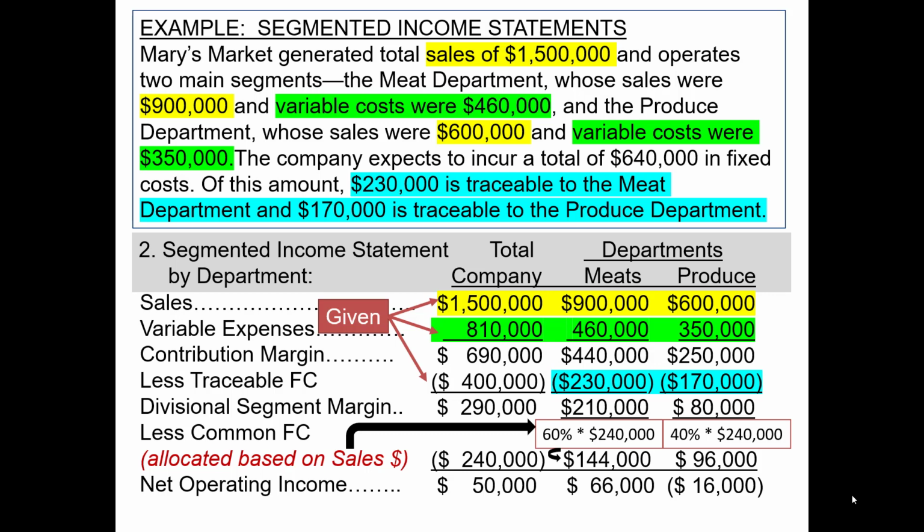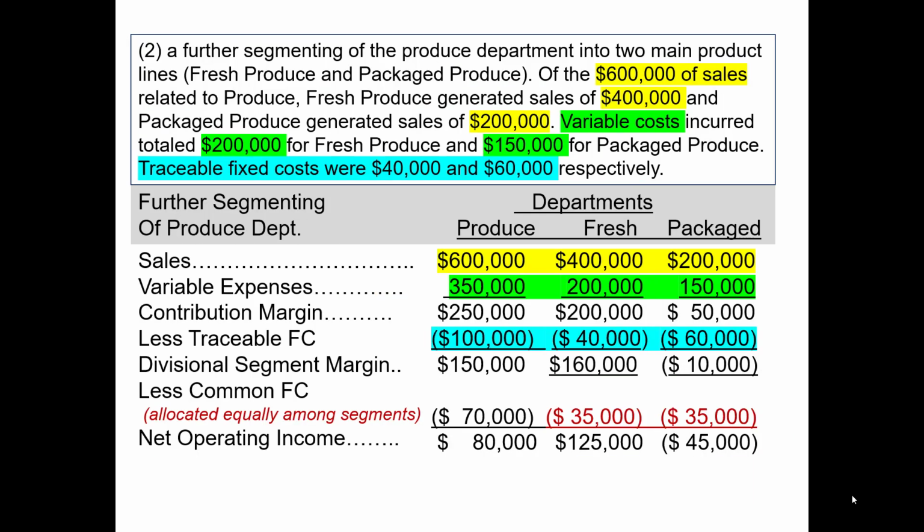So let's look further at produce and break it into its two main segments. Once again, I've color-coded the sales that were given, the variable costs that were given, and the direct fixed costs that were given in the initial information. Now we can see that the packaged produce is really the problem here because it is not even covering its own direct costs. But let's go ahead and look at how the other calculations were made.